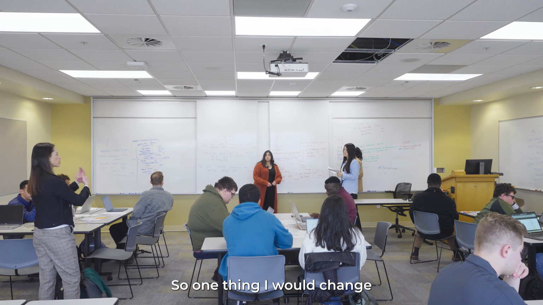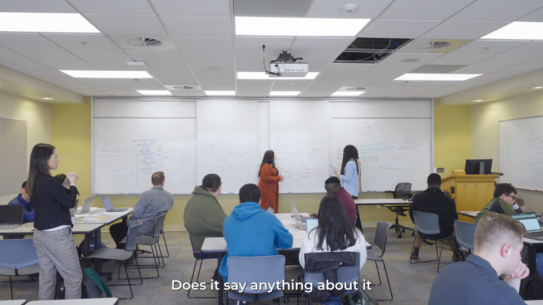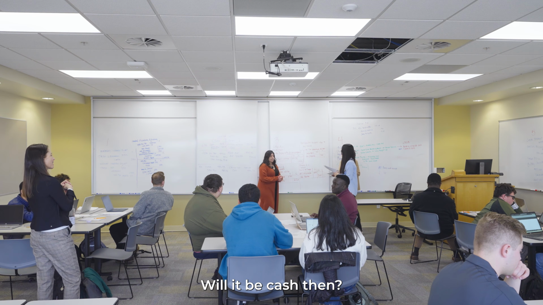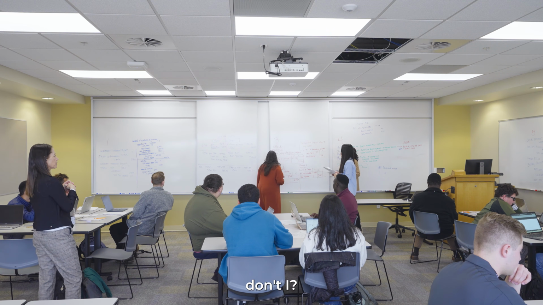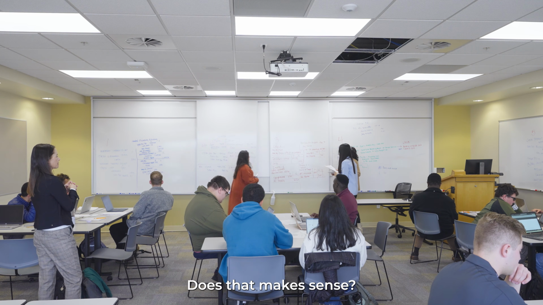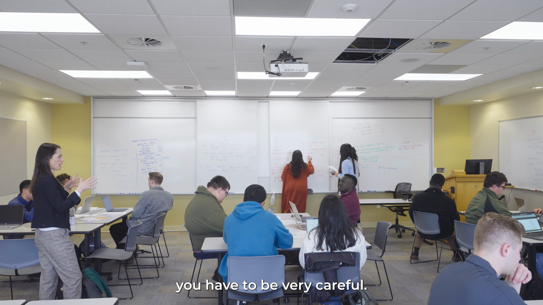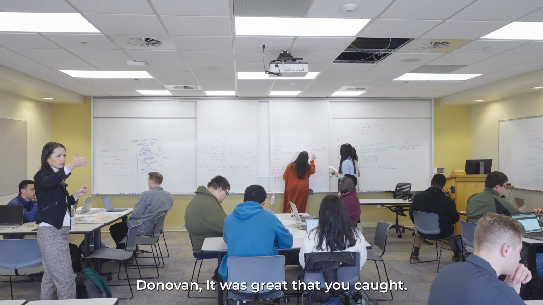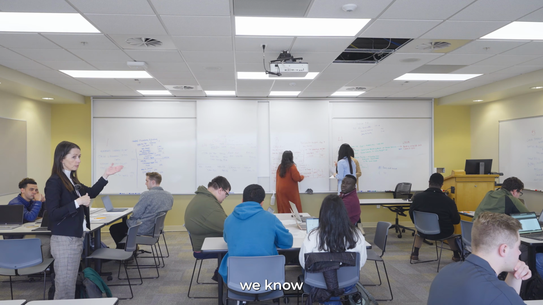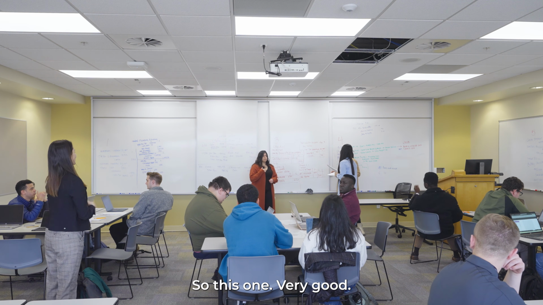Okay, so one thing I would change on the last one, since it's paid, right? Did we pay it? Does it say anything about it being paid on there? Yeah, it will be cash then? Yeah, so I need to see cash in there somewhere, don't I? Does that make sense? So it's good to go over these because when you look at these documents, you have to be very careful. Donovan, it was great you caught that was an invoice, so it has to go to AR, right? If it's a sales receipt, we know we're going to have cash going in or out, right? So this one, very good.